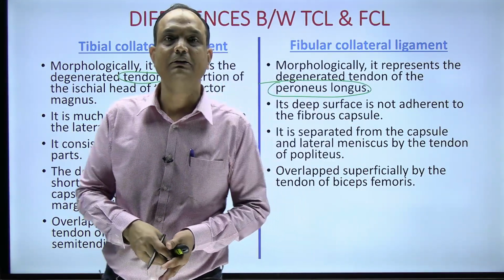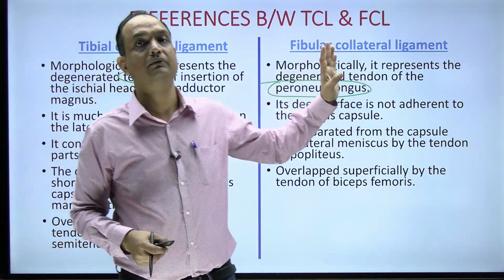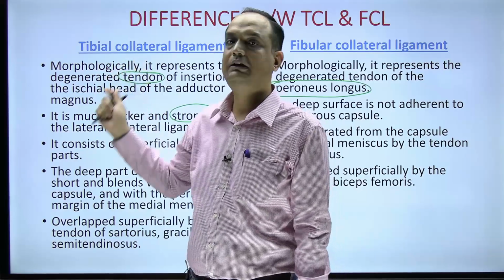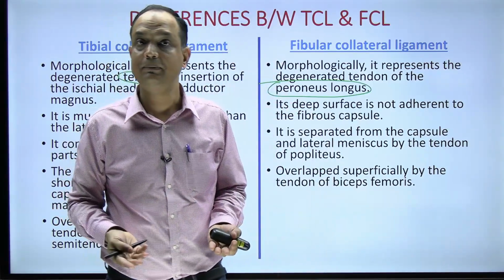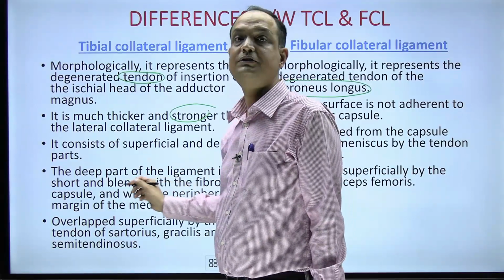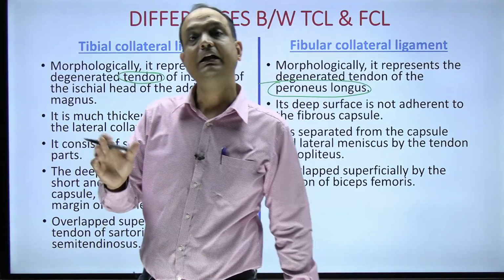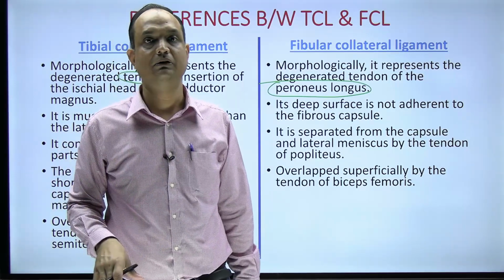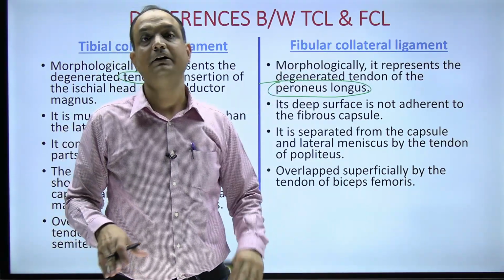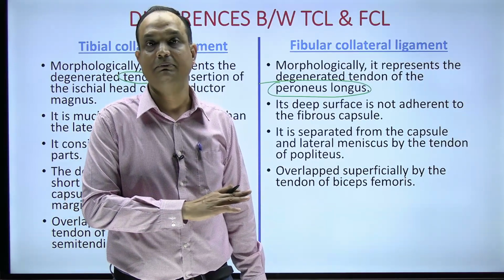Another important thing is that this fibular collateral will not divide into superficial and deep lamina, while the tibial collateral divides into the superficial lamina and deep lamina. Then you will have the deep part of the ligament, which has an indirect connection with the medial menisci also. Here you don't have the fibular collateral ligament connection with your lateral menisci.